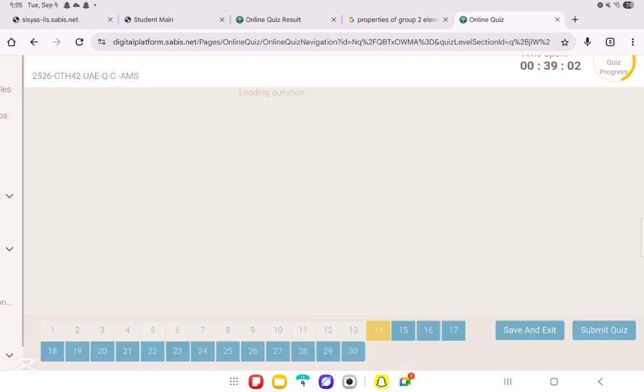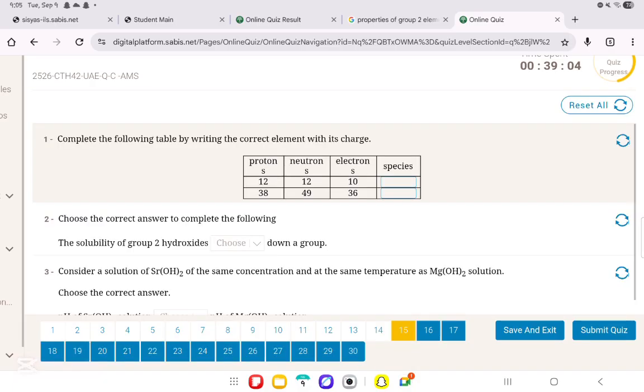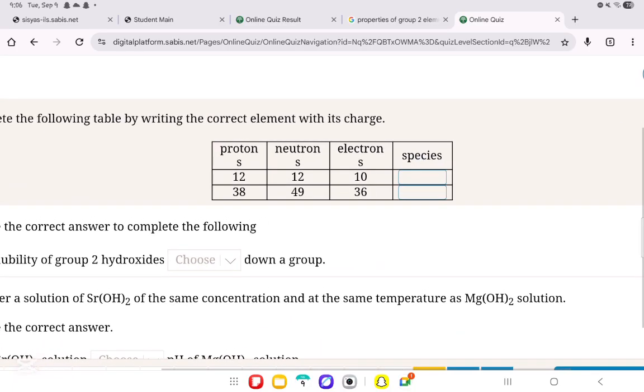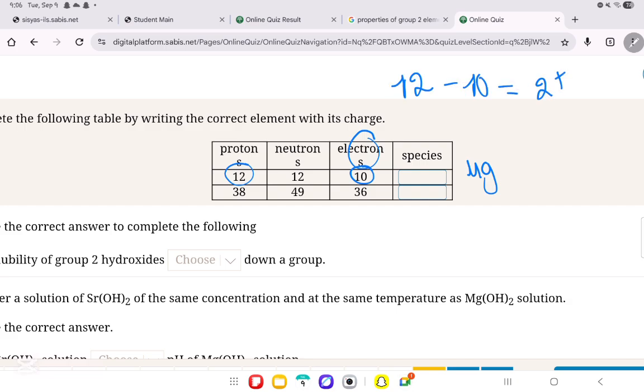Let's move on to question number 15. What does it say in question number 15? Okay, this is an element, right? It has 12 protons. Let's look on the periodic table. Which element has 12 protons? Magnesium. Okay, so it's magnesium. 12 neutrons, okay. And how many electrons? 10 electrons. So how do you find the charge? The charge is the number of protons, or the atomic number, minus the number of electrons. 12 minus 10 is 2 plus. So it's Mg2+.